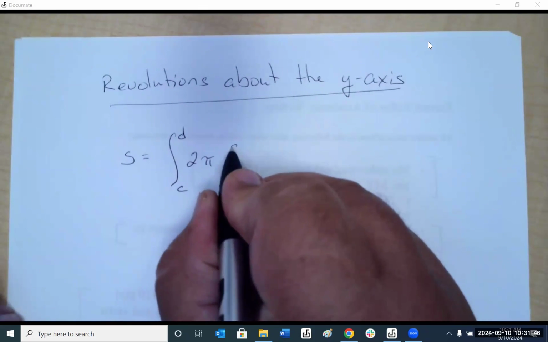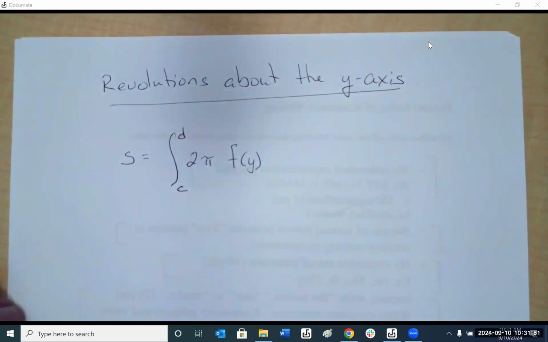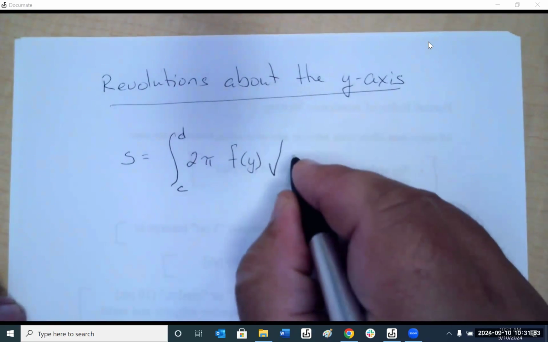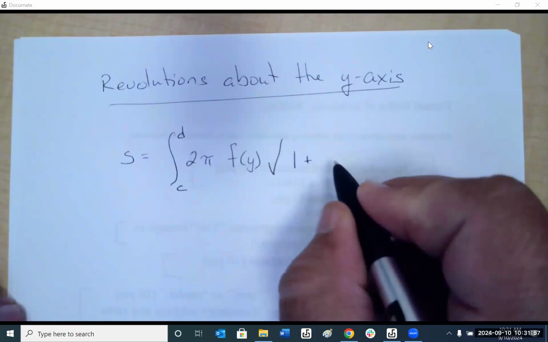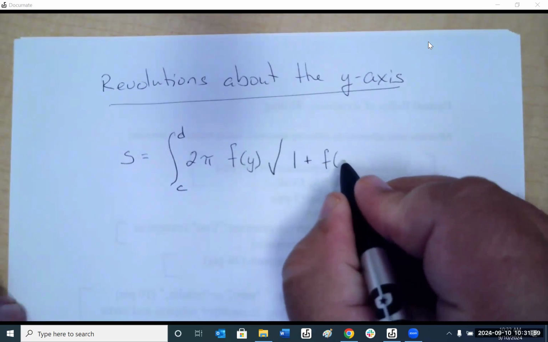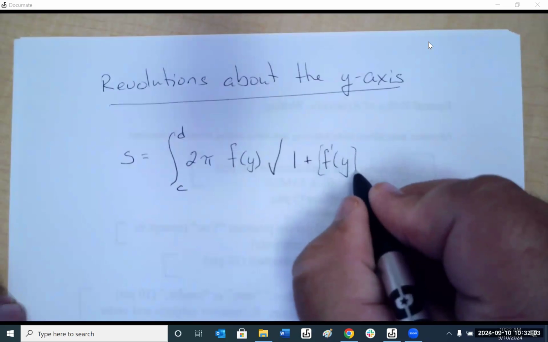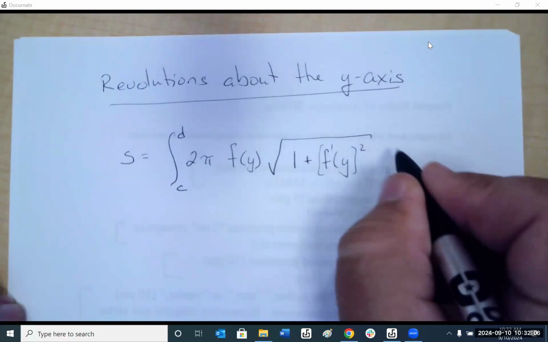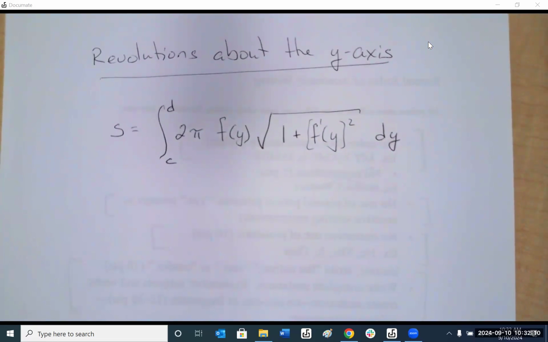Now we have a function with respect to y. 1 plus f of y prime squared dy. I should have used g instead of f because usually we use f of x. I should use g of y.